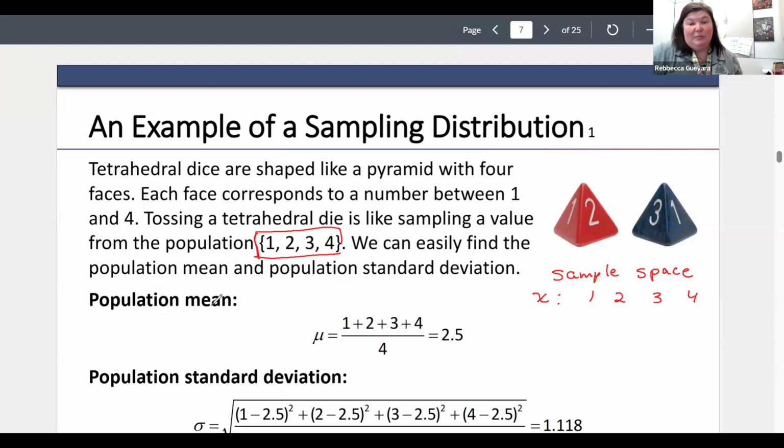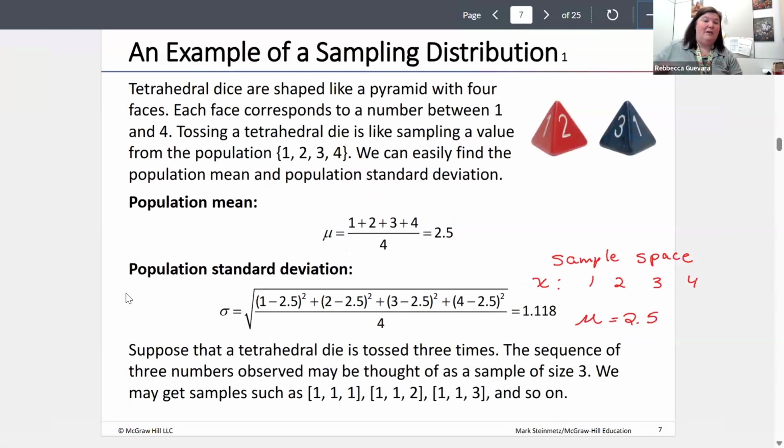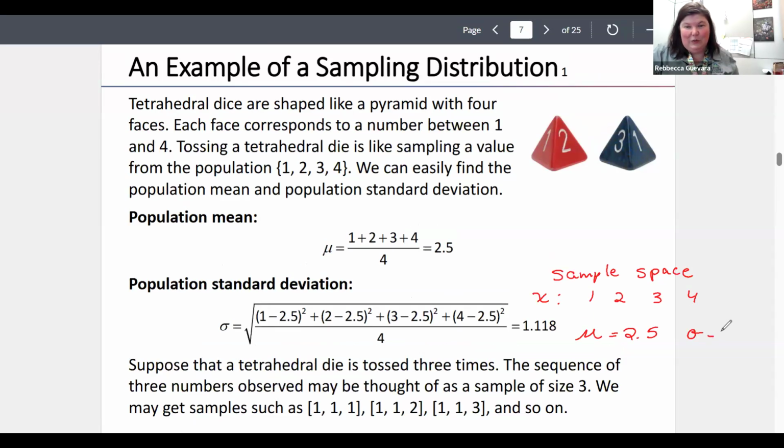So if I figure out my population mean, I can roll a 1, 2, a 3, or 4. I have 4 choices to choose from. The mean I would get would just be a 2.5. Okay. So far, nothing that's really new. Here's going to be where the real change pops in here in a second. So if I'm talking about my standard deviation, if I calculated that, it would be 1.118. We're going to use that in a bit.